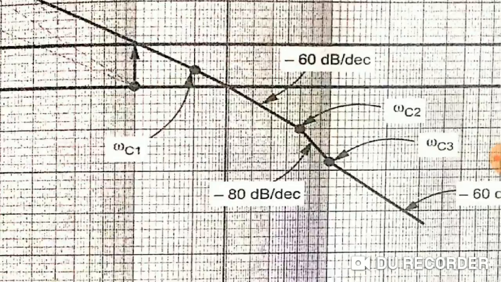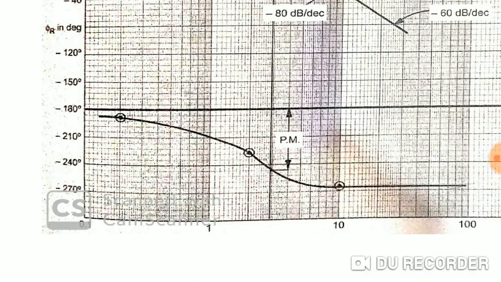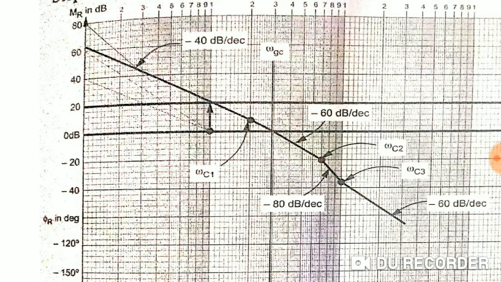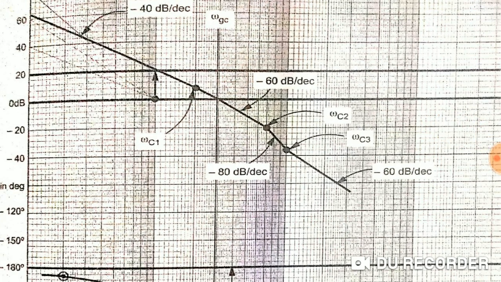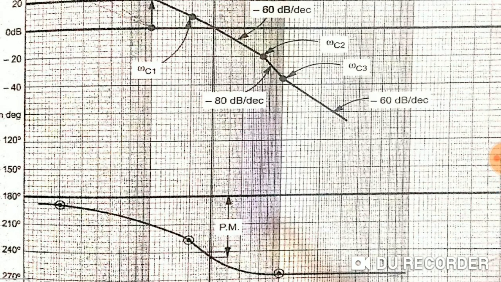Then for 2 to 7, here omega 1 is there, then 2, 3, 4, 5, 6, 7, 8, 9, and here is 10. You have to mark the point 2, and from 2 to 7 we want a minus 60 dB slope. You have to mark the line here. Then the next one is minus 80, between 7 and 10. You have to mark where the 7 is. You have to draw the line very lightly, and then finally mark the dark lines.